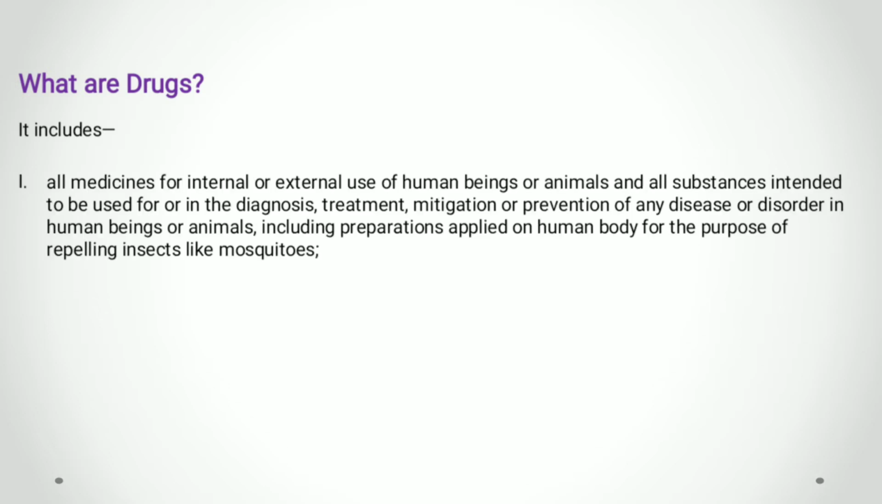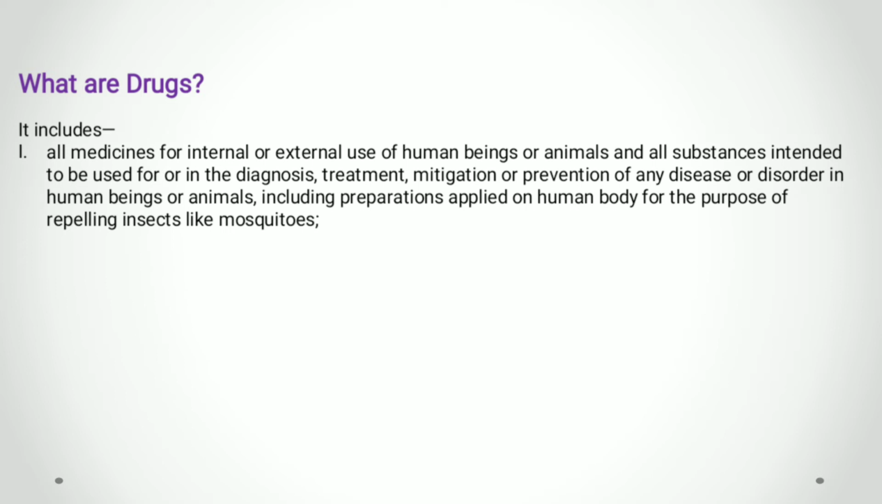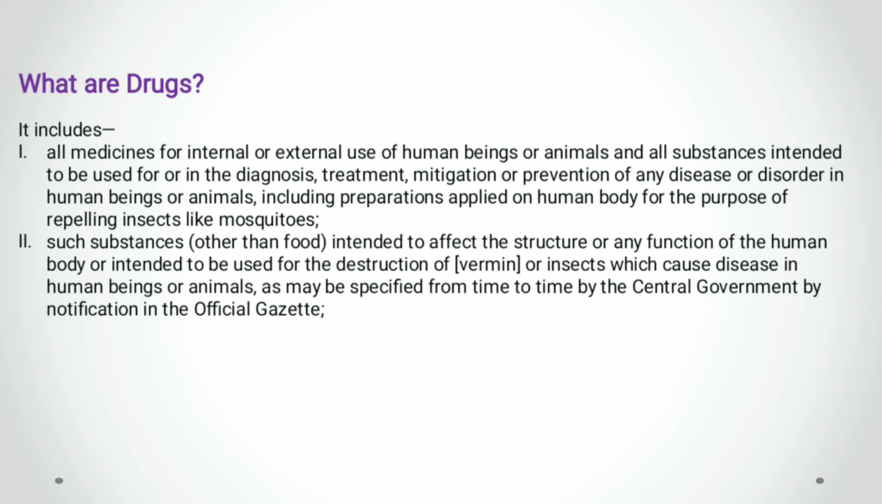Now, let's begin the first definition, that is what is drug. According to definition of Drug and Cosmetic Act 1940, drug includes all medicines for internal or external use of human being or animal and all substances intended to be used for or in the diagnosis, treatment, mitigation or prevention of any disease or disorder in human being or animals, including preparations applied on human body for the purpose of repelling insects like mosquito.